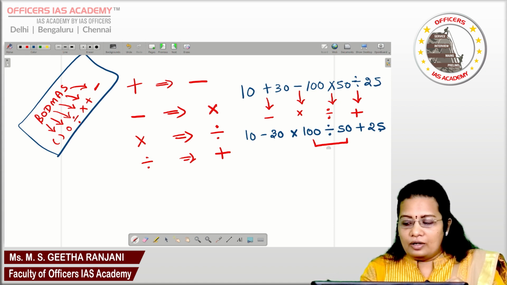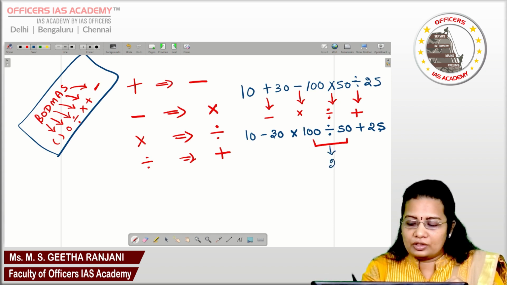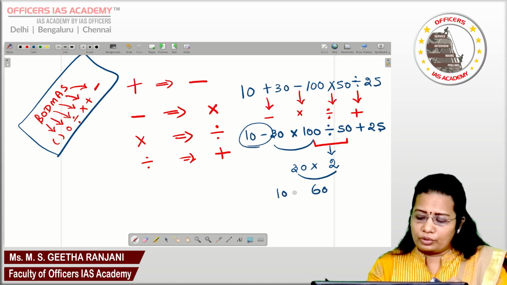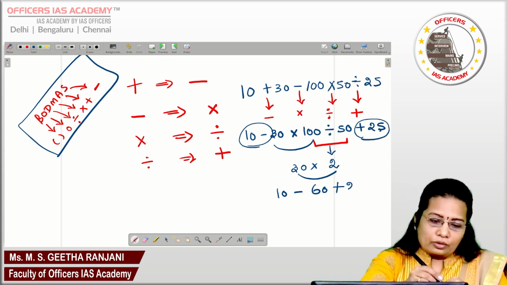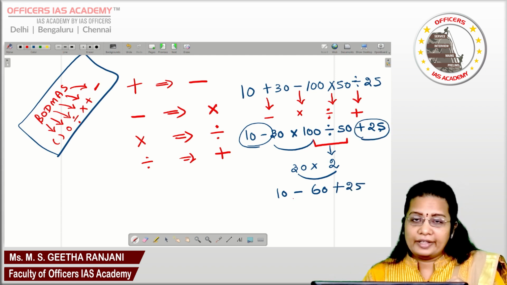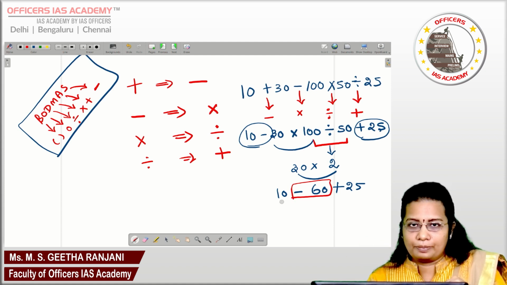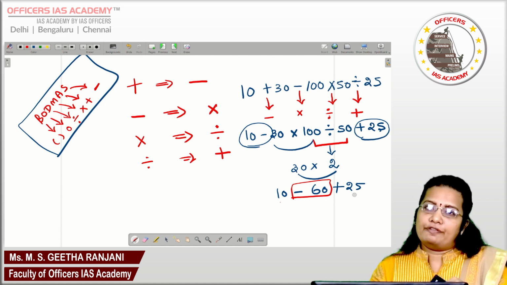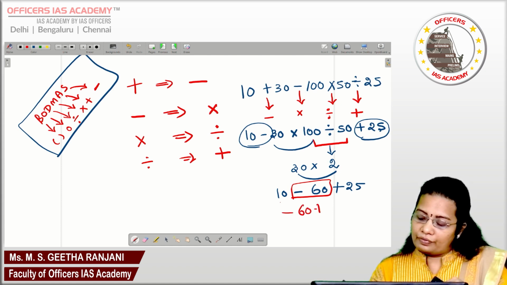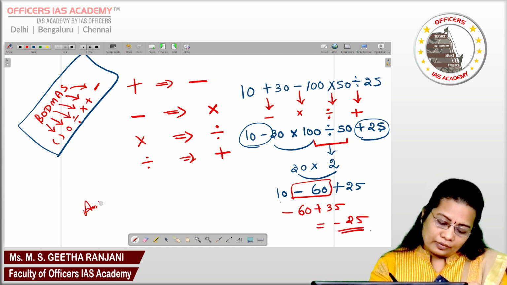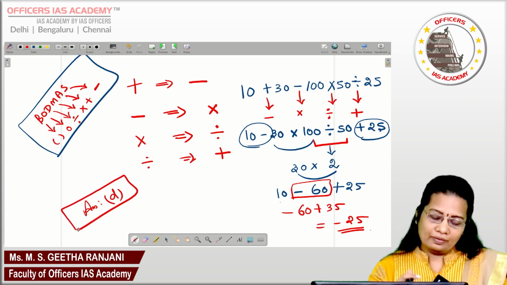So division, 100 divided by 50 is 2. After doing this, we want to solve the multiplication term, 30 into 2, which is going to be 60. At last, we can take this addition and subtraction together. So the point to be noted here is minus 60. You want to take the figure along with the preceding symbol. It is minus 60 and here it is plus 10 and plus 25. 10 plus 25, 35, minus 60 plus 35, which will give you minus 25 as your answer. So your option is D. For 55, the answer is D.